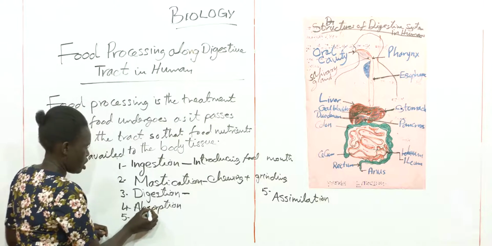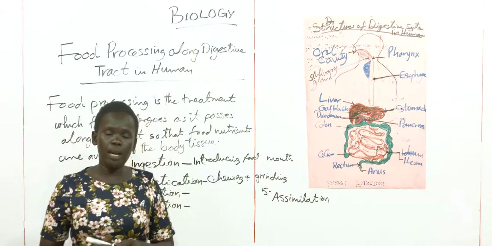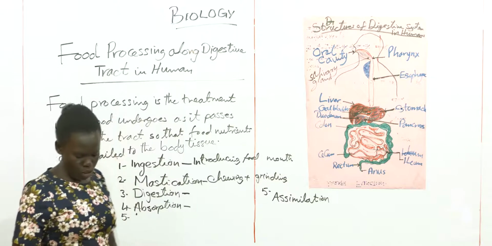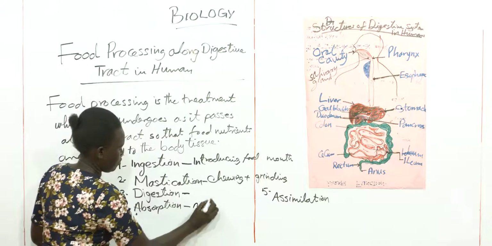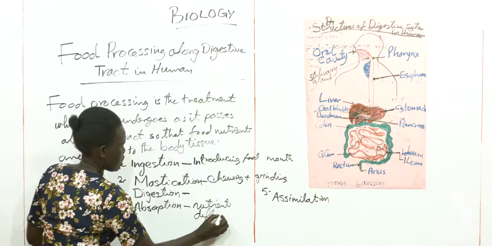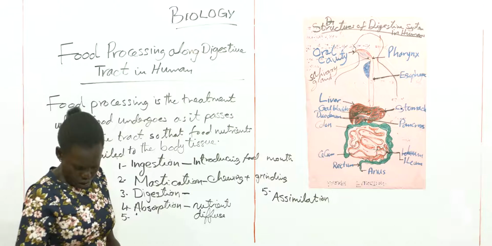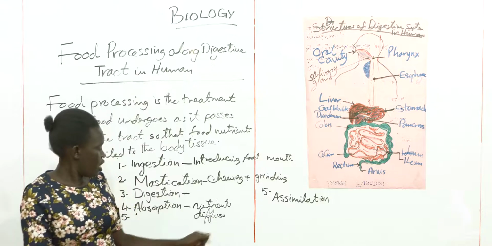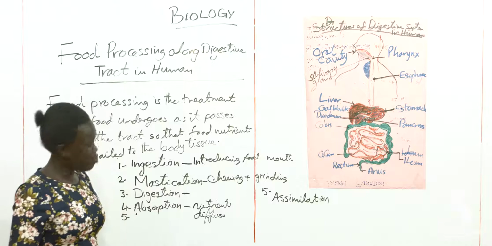Absorption, this is when the nutrients can be accessed by the bloodstream. This is the process by which the soluble products of digestion diffuse into the bloodstream. So absorption is when the nutrients diffuse into the blood vessels. Assimilation, this is when these nutrients diffuse, then are absorbed and converted into protoplasm.